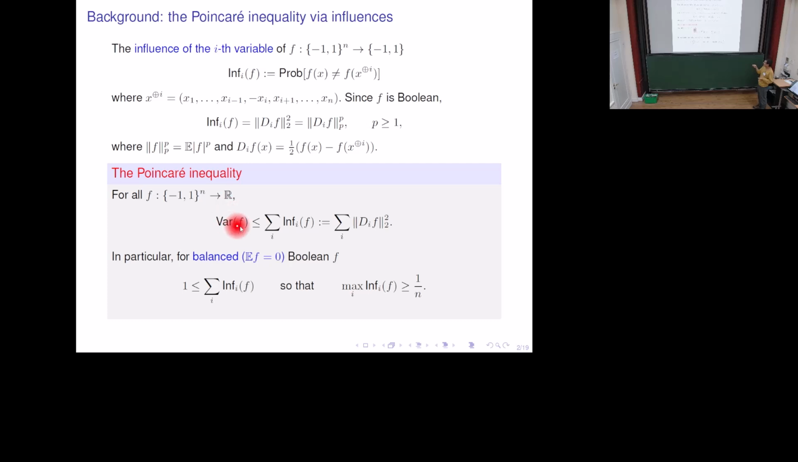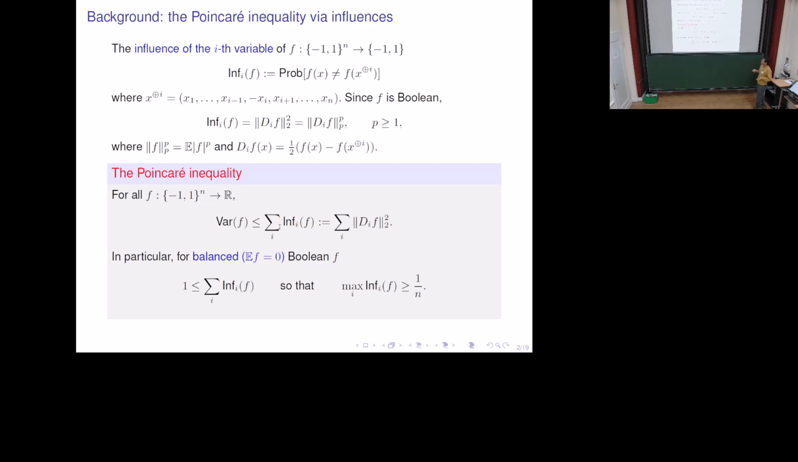Then how do you define these individual influences? Here we are using the one that is defined in terms of the square of the L2 norm of d_i of f. If you define the individual influence in this way, it is valid for all functions.